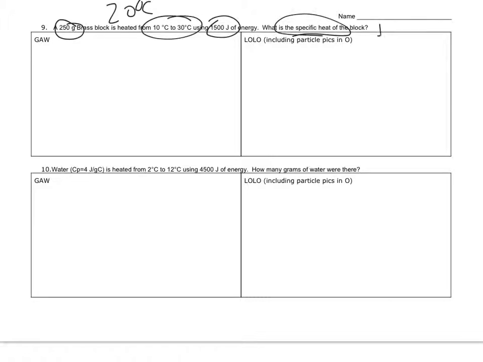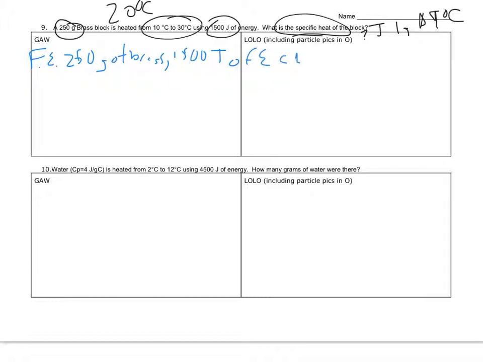And remember that specific heat is the number of joules it takes for 1 gram of something to change 1 degree Celsius. Okay, so we've got for every 250 grams of brass, 1500 joules of energy changes 20 degrees.